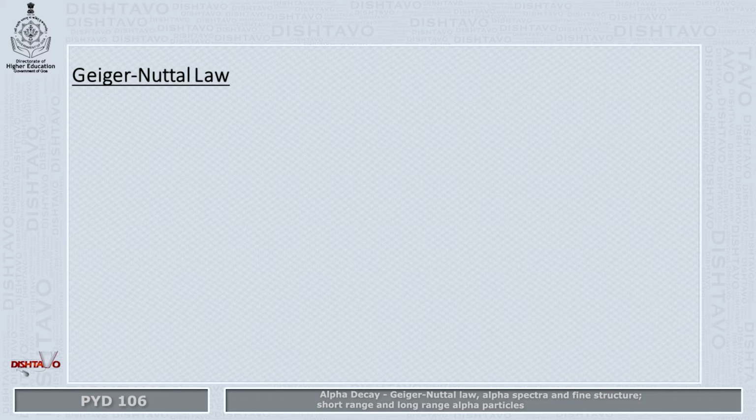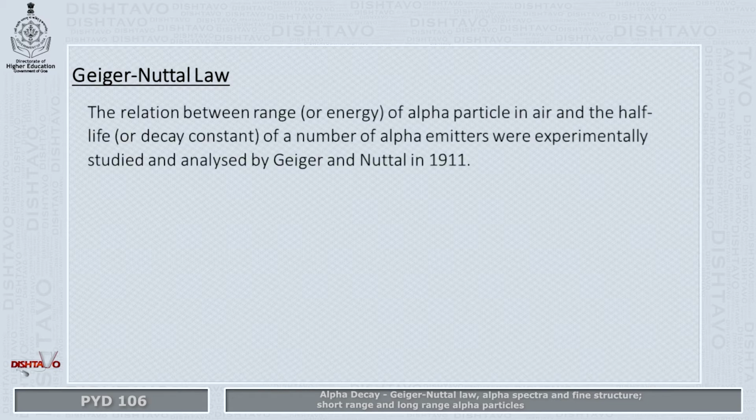Geiger and Nuttal together collected a lot of experimental data, the range of the alpha particles, the disintegration constants and so on. They collected this and then they plotted the graphs. They tried to analyze this and study it, and this was way back in 1911.